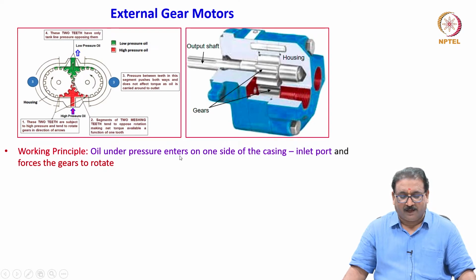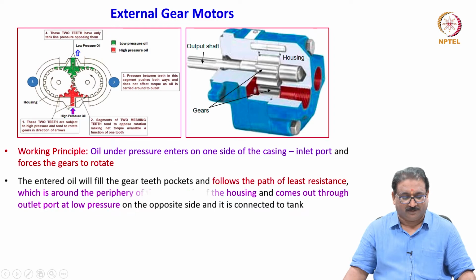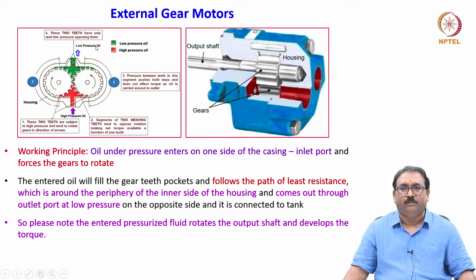As I have told you, oil under pressure enters on one side of the casing, that is the inlet port, and forces the gears to rotate in the directions marked. The entered oil will fill the gear teeth pockets and follow the path of least resistance, which is around the periphery of the inner side of the housing, and comes out through the outlet at a low pressure on the opposite side, and it is connected to the tank. So please note, the entered pressurized fluid rotates the output shaft and develops the torque.